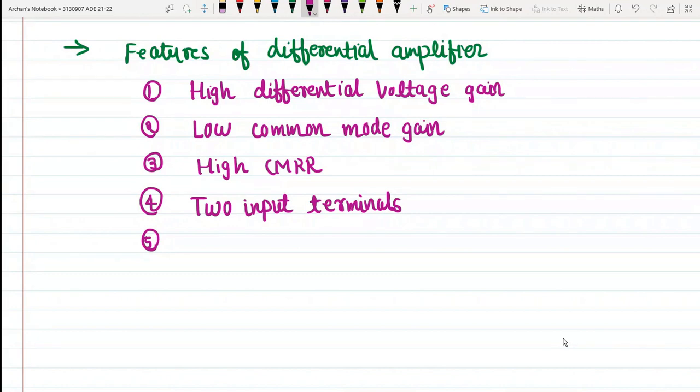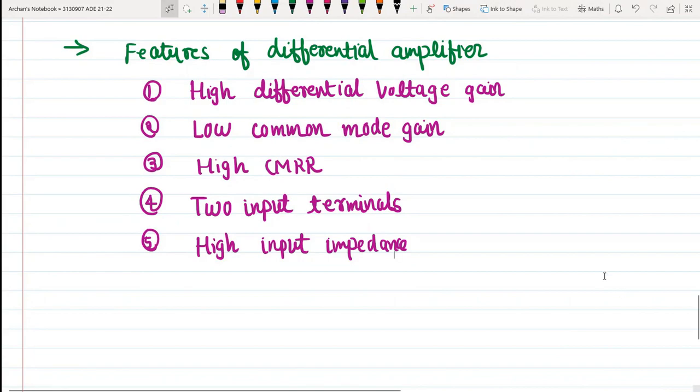Okay, then talking about the input impedance. The input impedance offered by this amplifier is very high, and this is advantageous. What do you mean by impedance? Impedance is a kind of resistance offered by the device.